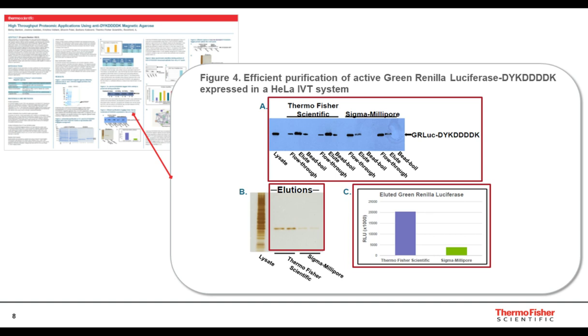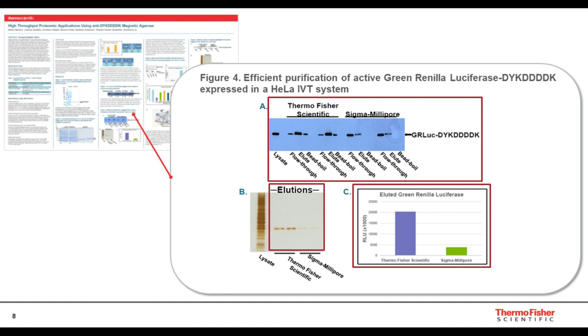Figure 4 shows the purification of C-terminal flag-tagged green Renilla luciferase expressed with a high-yield in vitro translation kit. The protein was immunoprecipitated with Pierce anti-flag magnetic agarose and Sigma's anti-flag M2 magnetic beads on the KingFisher Flex. The beads were washed and then competitively eluted with 3X flag peptide.